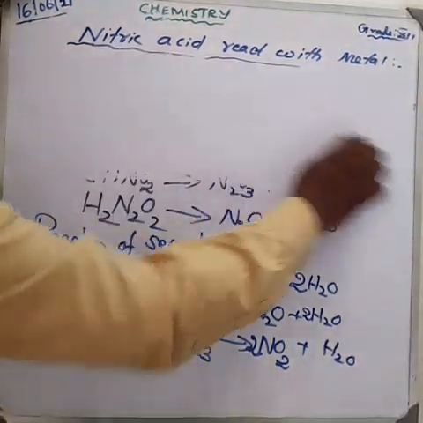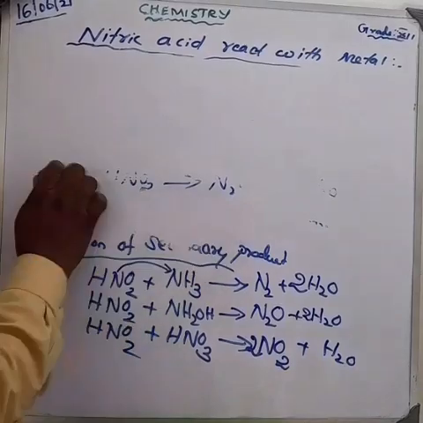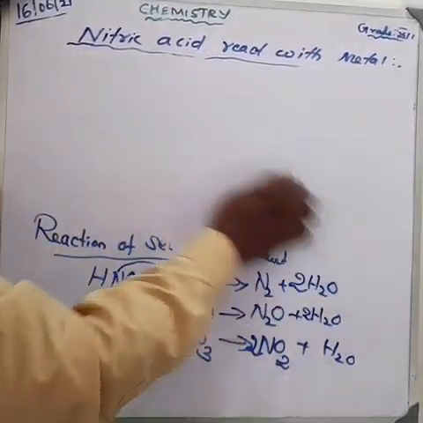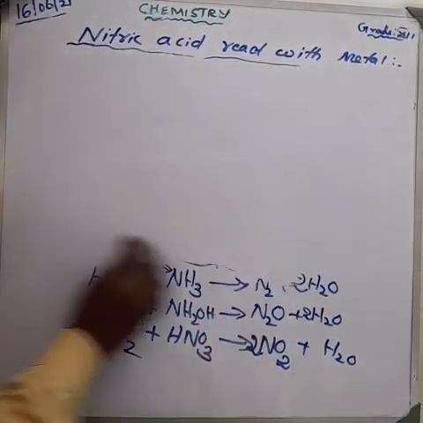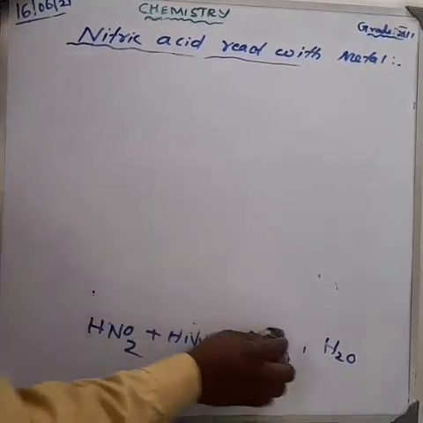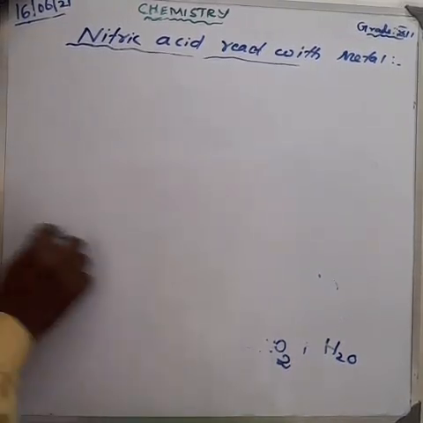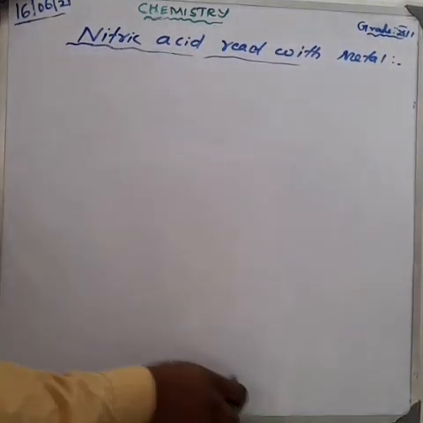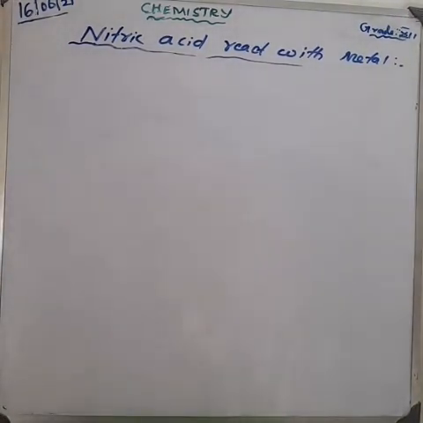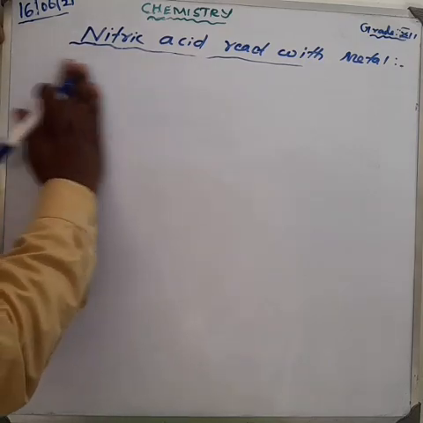So I told you that when a metal reacts with nitric acid, we get different products. We have 3 steps. What are the 3 steps here? The primary step, that is the primary reaction. The second step is the secondary reaction. The third step is the tertiary reaction. Don't forget that the tertiary reaction has 2 steps: one is the decomposition reaction and one is the addition reaction. We can say it is the reaction of the secondary product.